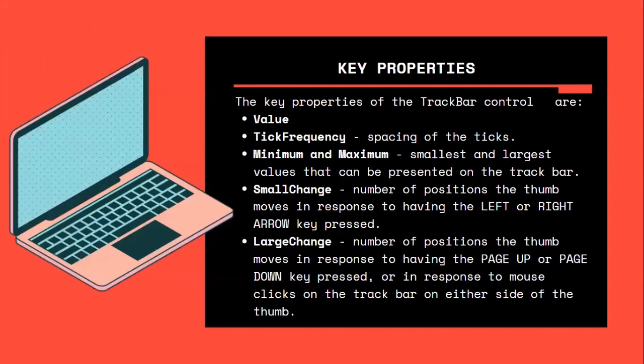For the key properties or the main attributes of the trackbar, first we have the value, on which the position of the slider depends. Next is the tick frequency, which is the spacing for the ticks. The minimum and maximum refer to the smallest and largest values that can be presented on the trackbar.